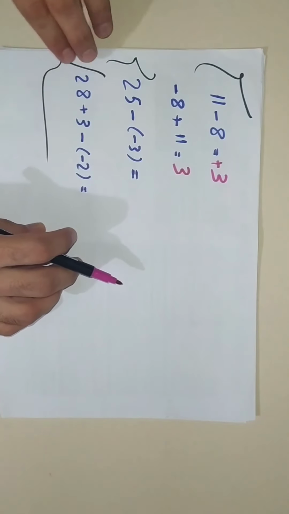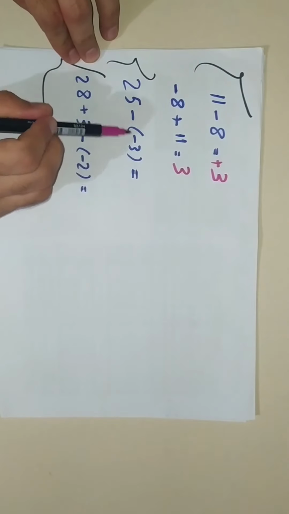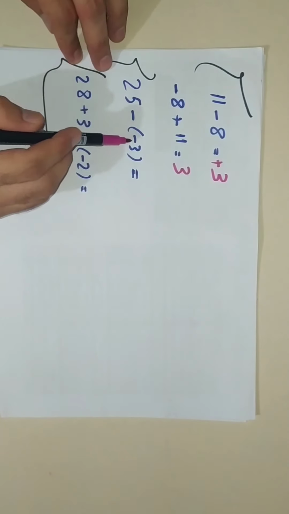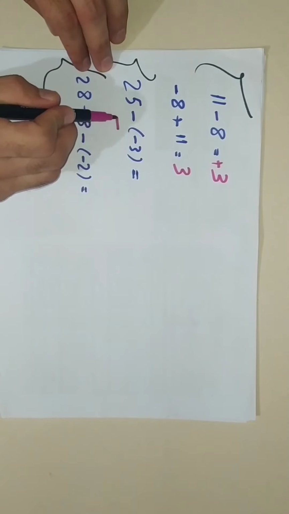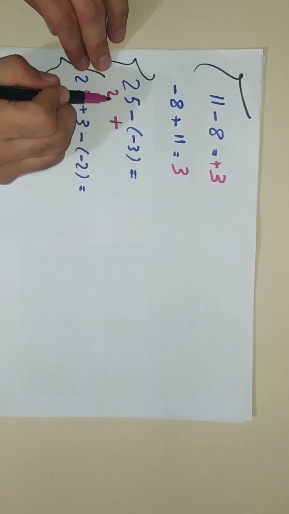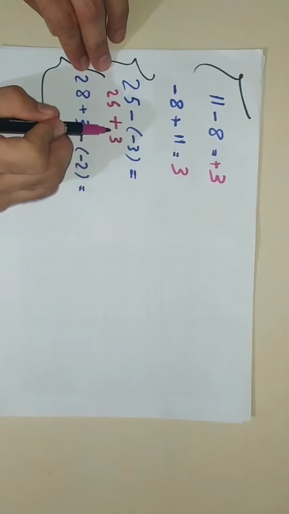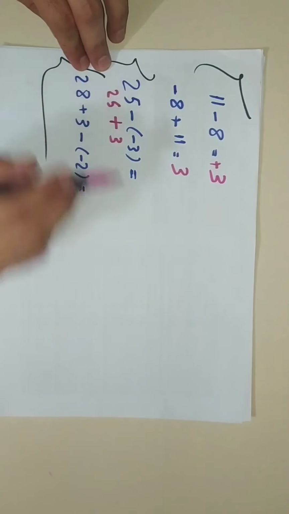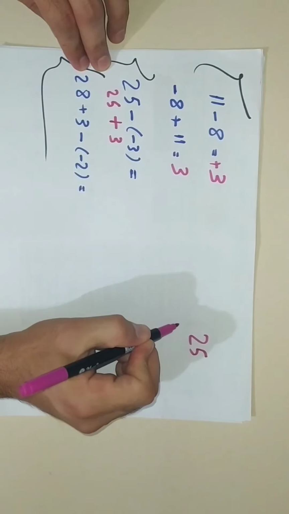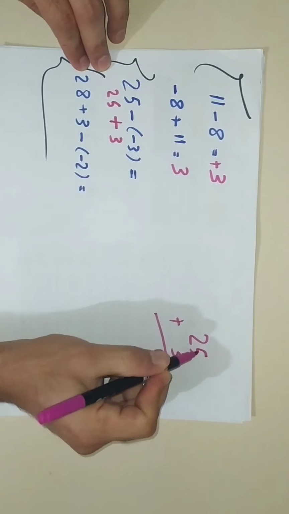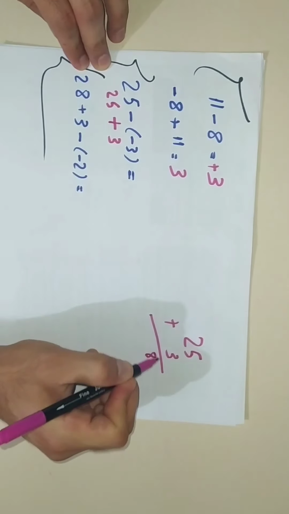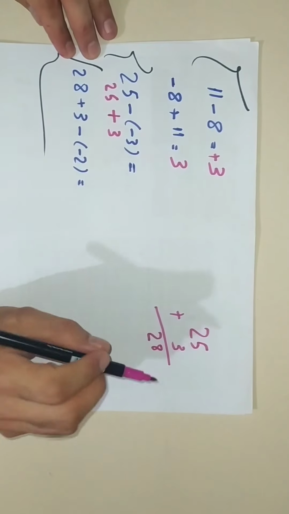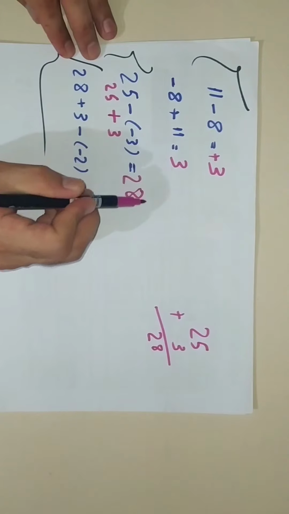Okay, in this question there are again same signs coming, which means the product of the same sign will always give us what? Plus. So 25 plus 3. What will be the answer of this? 25 plus 3. 3 plus 5, 8, and plus 2. So the answer will be 28.